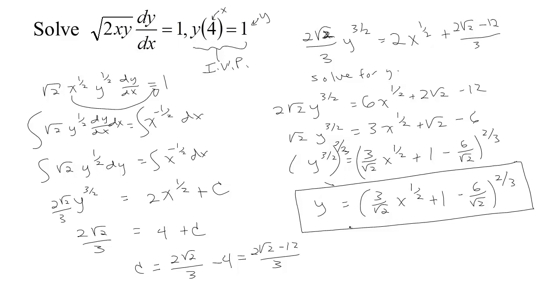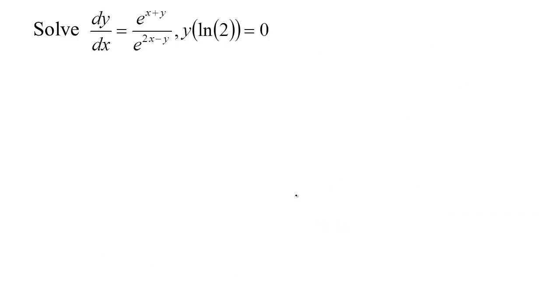Let's do another separable problem. This one we can separate because we can rewrite these powers. e to the x plus y is the same thing as e to the x times e to the y, because if two numbers have the same base and you multiply them, you can add the exponents. Same thing down below, we have e to the 2x times e to the minus y.